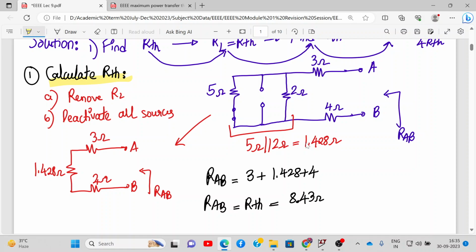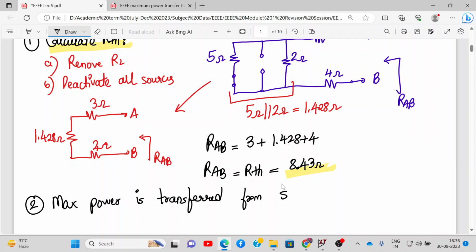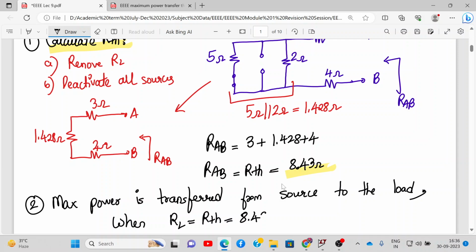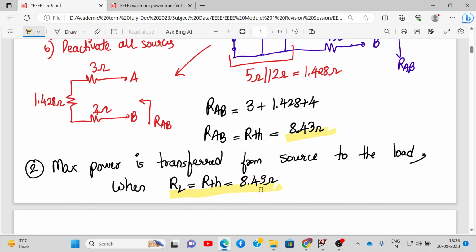So that is the answer. The Thevenin's resistance is 8.43 ohms. Now we will write a statement that maximum power is transferred from source to the load when RL is equal to RTH, which is equal to 8.43 ohms. Okay, so maximum power will be transferred when RL is equal to 8.43. So we got the value of load resistance as 8.43.